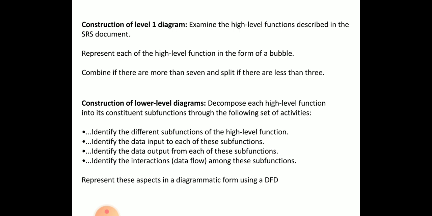Then comes the construction of successive levels, the lower level diagrams. For constructing the lower level DFDs, we have to decompose each high level function into its constituent sub functions.